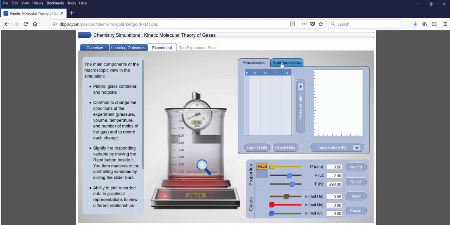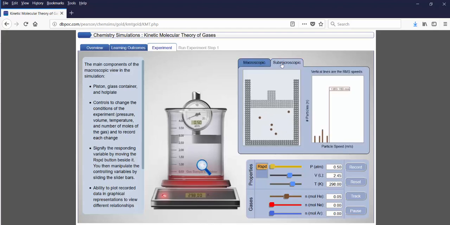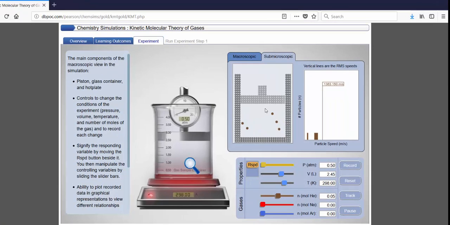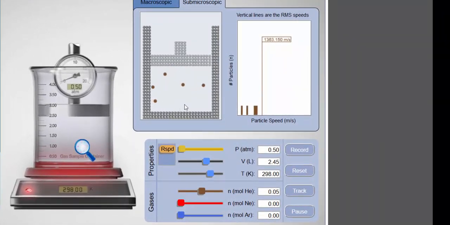For this screencast, we'll focus on the submicroscopic level. That is the level of our atoms. In particular, we'll focus our attention on the right-hand side of the screen. Here we have a simulation of gas molecules moving in a container, and at the bottom, we have controls and readouts of many of the different properties of the gases that we can change.